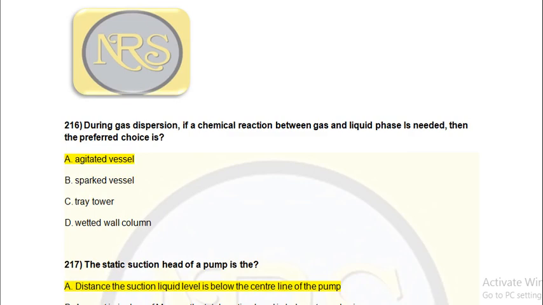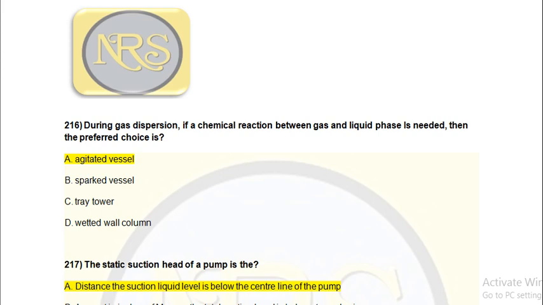During gas dispersion, if a chemical reaction between gas and liquid phase is needed, then the preferred choice is option A, agitated vessel, option B, sparked vessel, option C, tray towers, option D, wetted wall columns. The correct answer is agitated vessel.